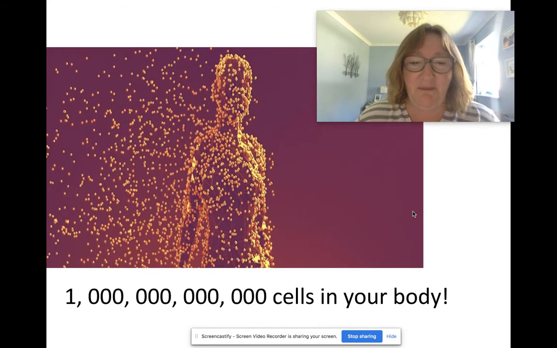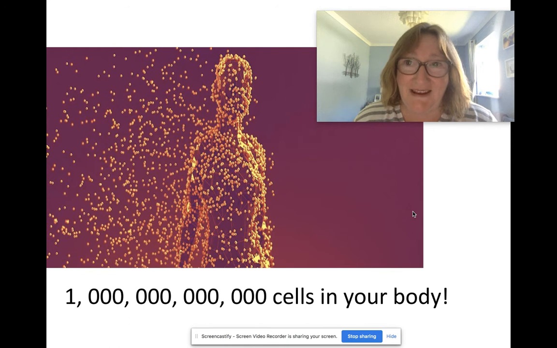But actually, in our bodies, we have got so many types of cells. Those were just a few sorts of cells. We've actually got 1 trillion cells in our body. That's 1 and 12 noughts after it. It's too big a number to imagine. But these are all sorts of different cells that do different jobs in your body.